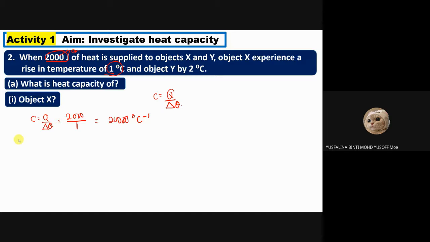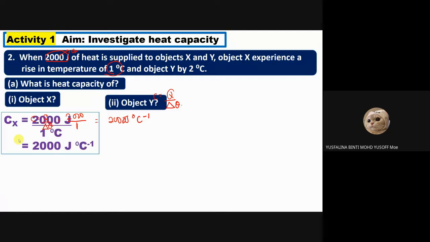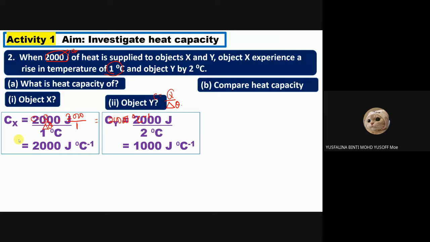1000. Okay, so 1000: 2000 divided by 2 because the change of temperature is 2 degrees Celsius. So you will get 1000 J degree Celsius negative 1. Alright, so you compare the heat capacity here. The heat capacity for object X is 2000 while object Y is 1000.